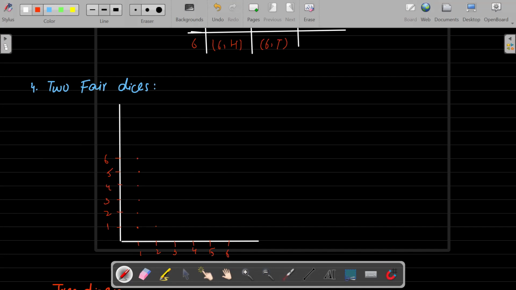In the same pattern, I'm going to do for 2 1, 2 2, 2 3, 2 4, 2 5, 2 6. 3 1, 3 2, 3 3, 3 4, 3 5, 3 6, 4 1, 4 2, 4 3, 4 4, 4 5, 4 6. In the same way we are going to complete this.